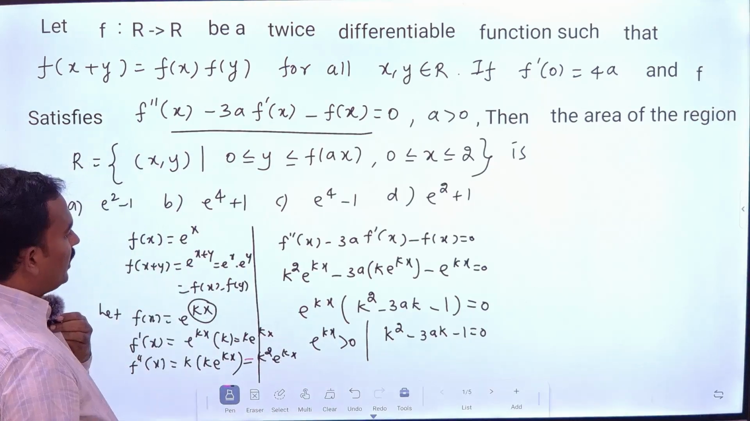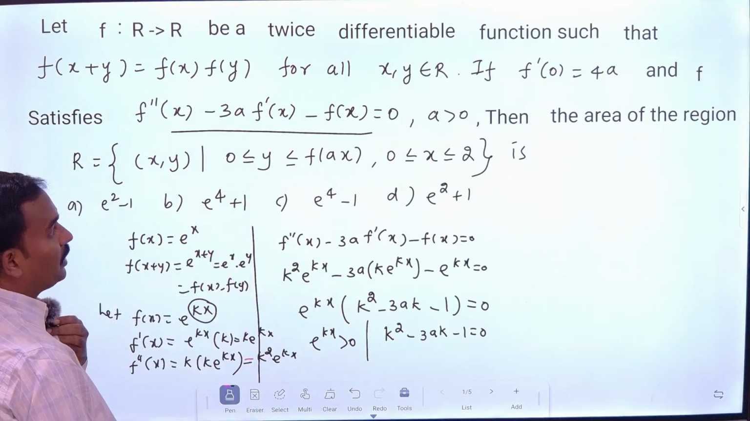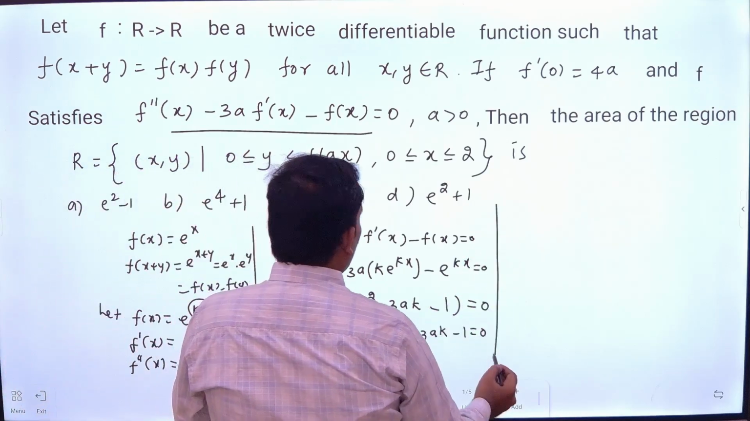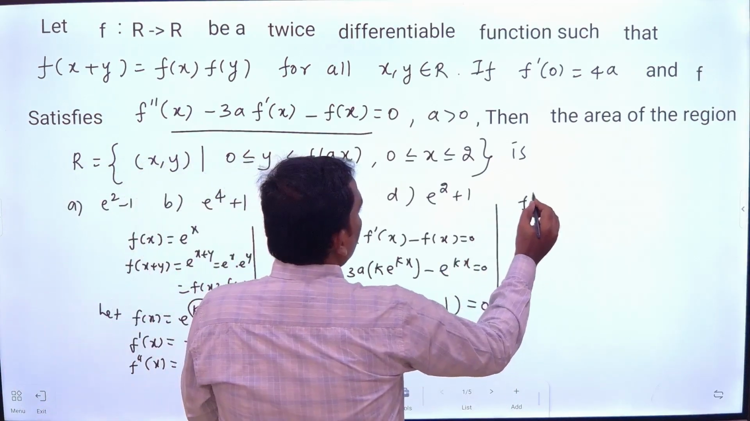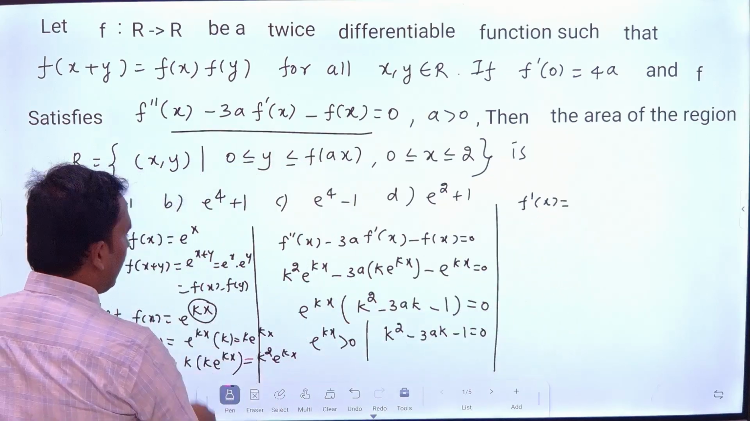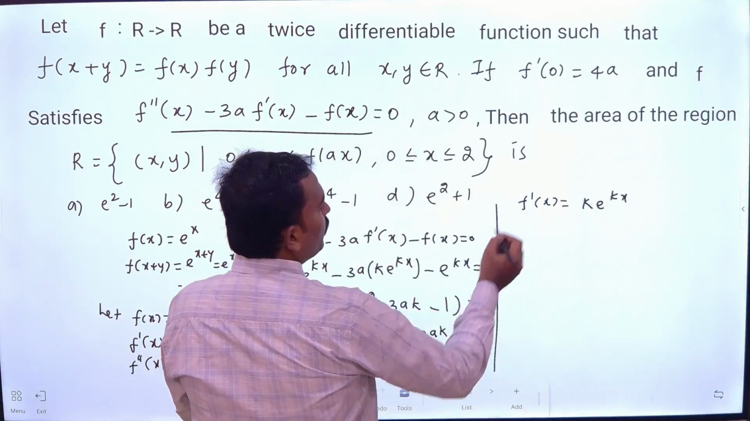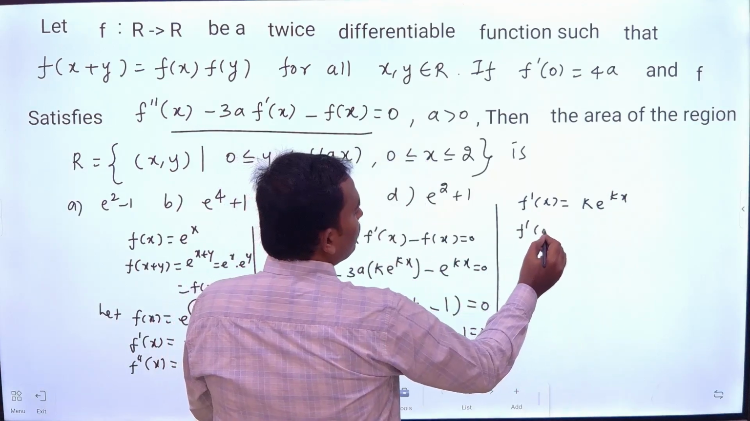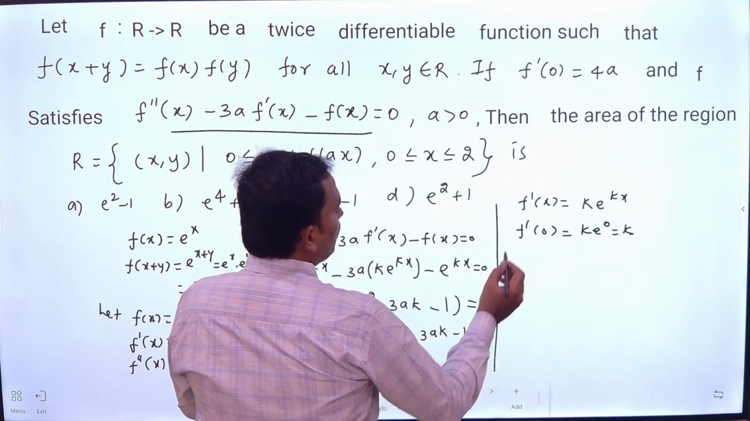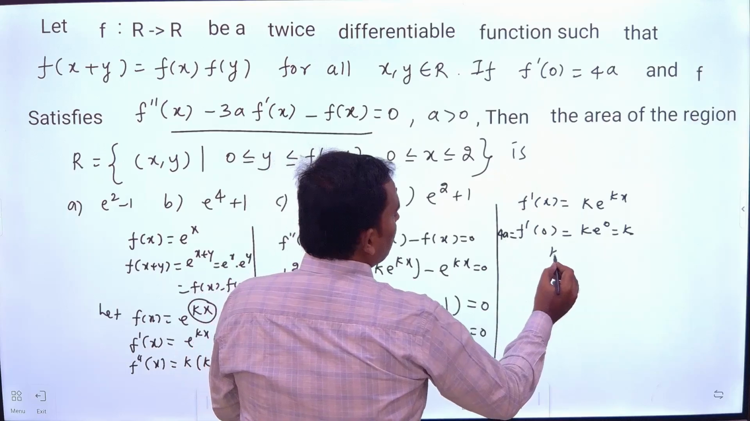Now your target is to find k using f dash of 0 equal to 4a. How to use this? We calculated f dash of x as k times e power kx. Now put x equal to 0: f dash of 0 will be k times e power 0. What is f dash of 0 given to you? It is 4a. So k is equal to 4a.